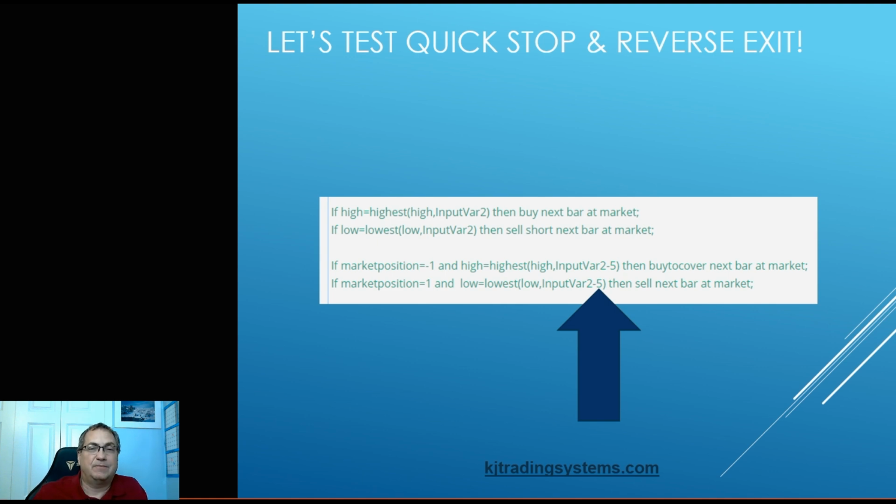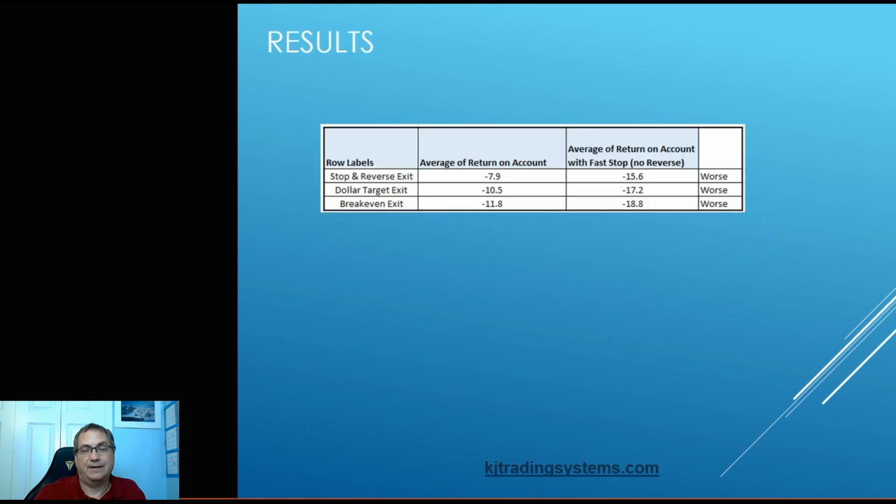I don't know. But I thought 5 was a reasonable number because this input variable I was running at 15, 25, and 35 for a length. So that would mean if you were running a 15 bar one, well, now you'd exit at a 10 bar. So it would exit 5 bars earlier. And I thought maybe that would help the situation.